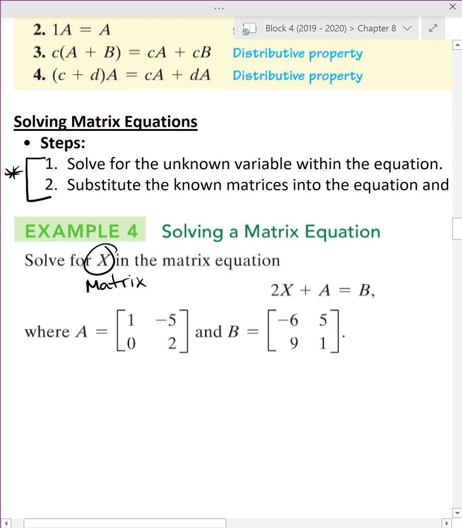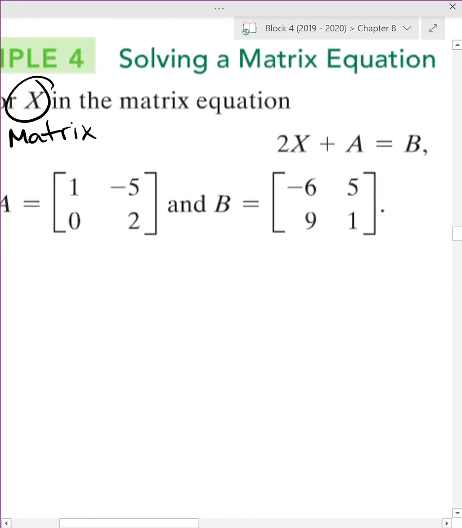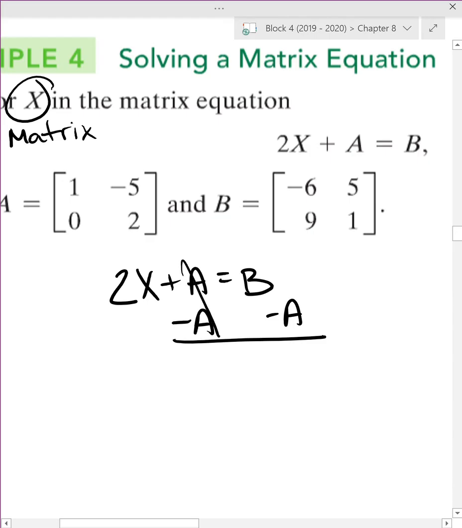I would first solve for the variable within the equation. Once you have that variable isolated, then substitute in your matrices and you'll save yourself a lot of hassle. So what I'm going to do first is take 2X plus A equals B and get X by itself. First thing I'm going to do is minus A from both sides. Notice how I'm leaving everything capitalized because they gave it to me as a capital. Remember, they are matrices, so they need to be capitalized. You cannot write them lowercase because then technically you're wrong.